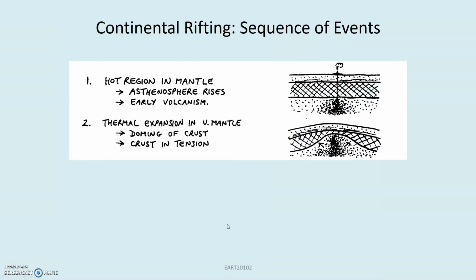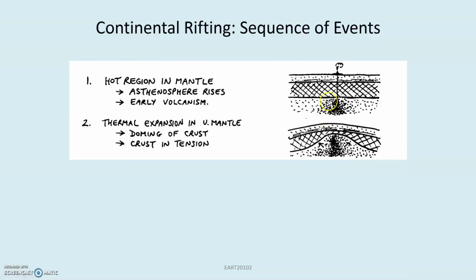So if we think about how a rifting event forms, we start off with a normal piece of continental crust, and for whatever reason we start to generate some heat below the lithosphere. So the asthenosphere starts to rise, causing this increase in heat in here, and we get some early volcanism developed in there.